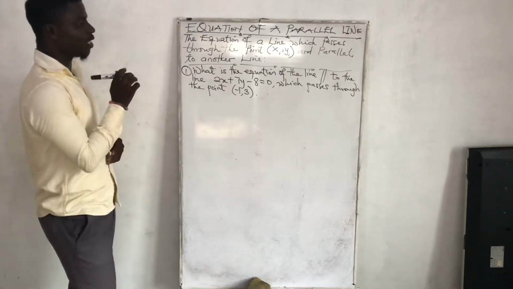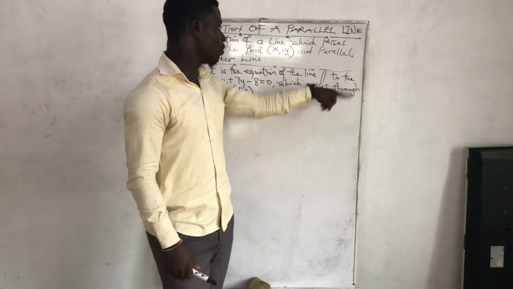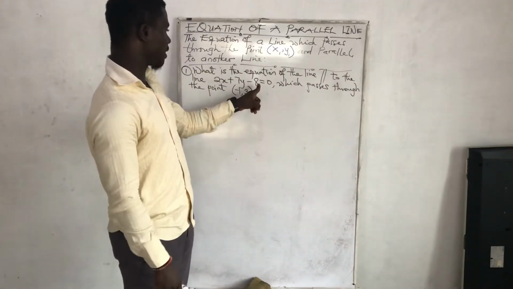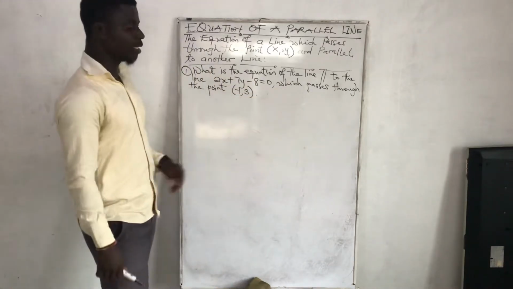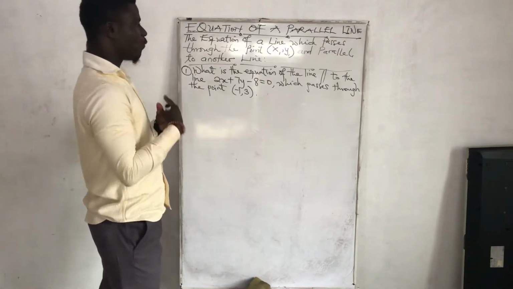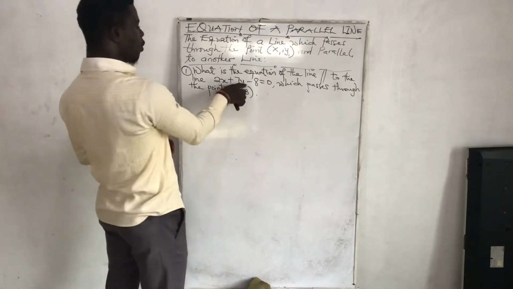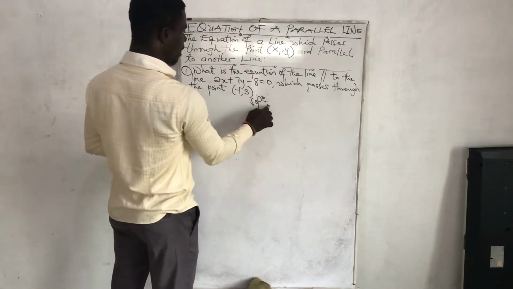So what is the equation of the line parallel to the line 2x plus 7y minus 8 equals 0, which passes through the point (-1, 3)? They are asking you to find the equation of the line which is parallel to this line, right? Now let's see how best we can solve that.